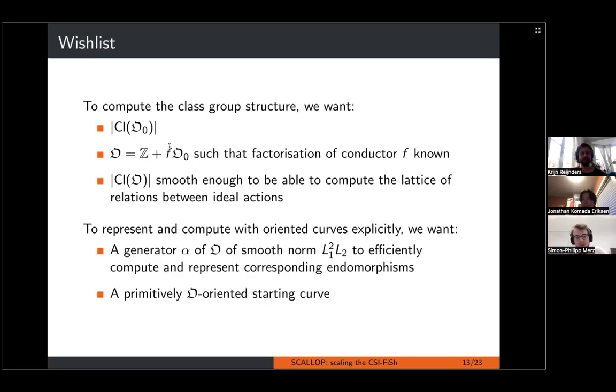Now, to then represent and compute with these origin-oriented curves, we further wanted to be able to represent the generator of our imaginary quadratic order. So we need some generator, I called it alpha, of this O that is of sufficiently smooth norm, so we can actually evaluate it later and determine its eigenspaces and so on. And so that we can actually write it down nicely over our base field. But I guess that depends on how we choose the characteristic.